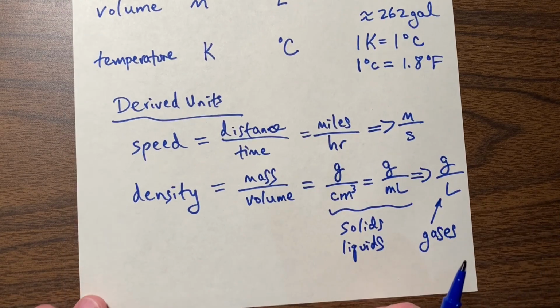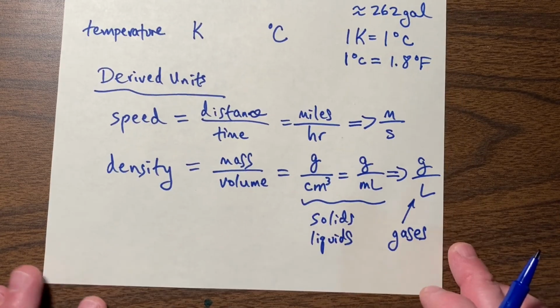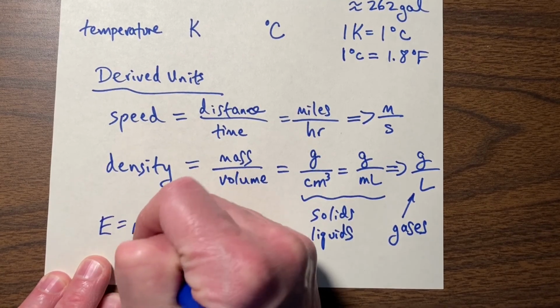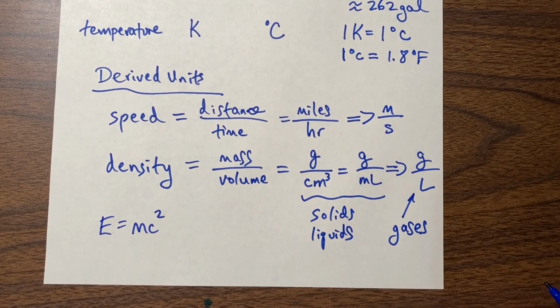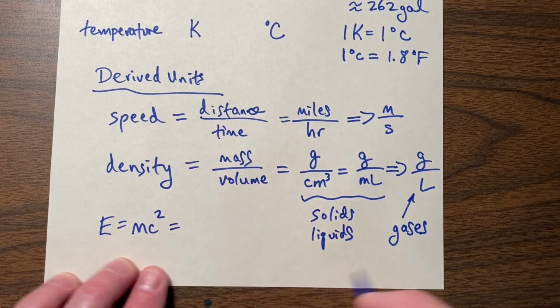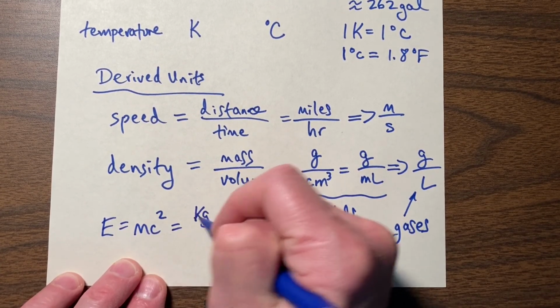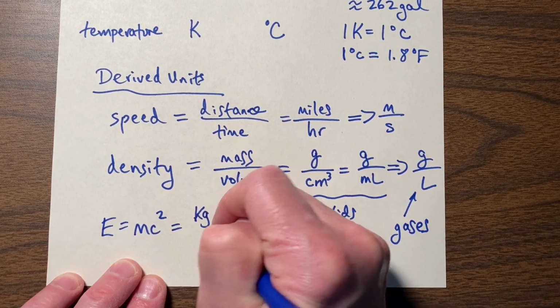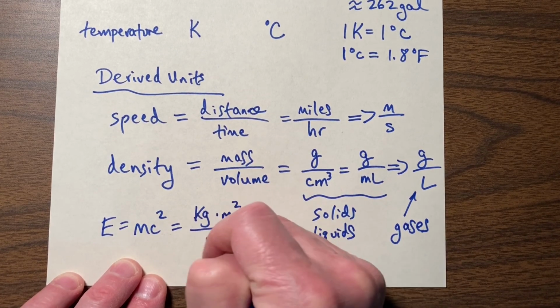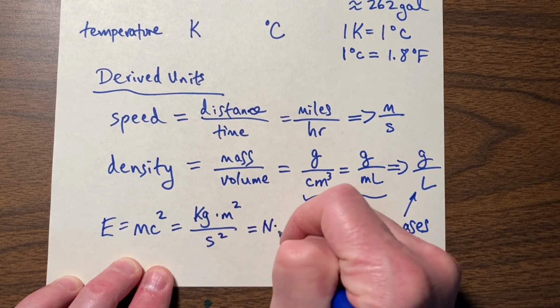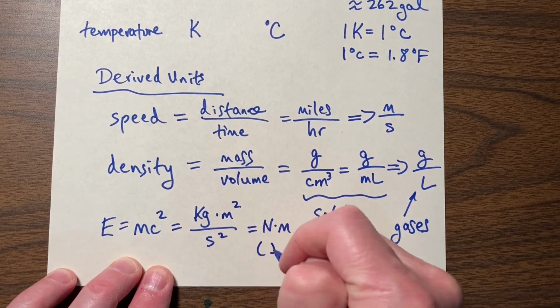You can even have derived units in physics that are important. If you look at the equation E equals mc squared, if you plug in the standard units for that, mass is kilograms. c is the speed of light, so it would be meters squared per second squared. That actually turns out to be what's called a Newton meter, which is also called a joule.